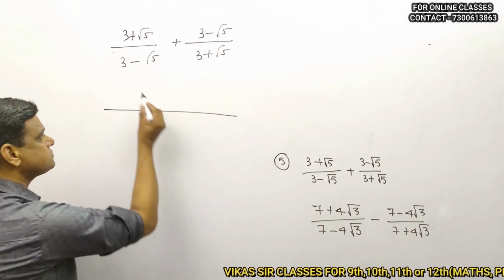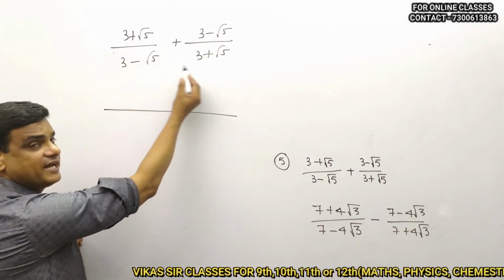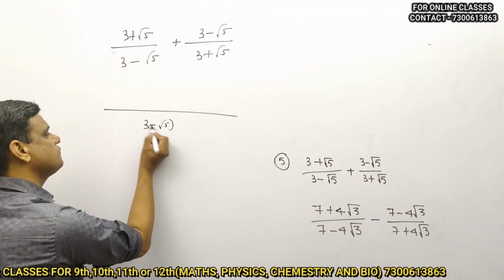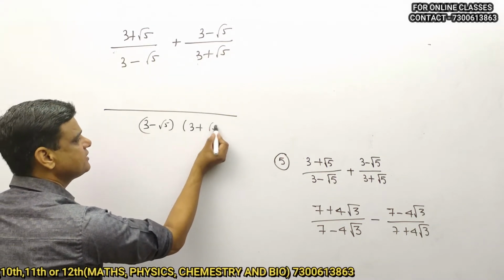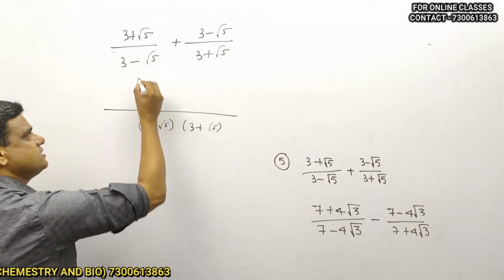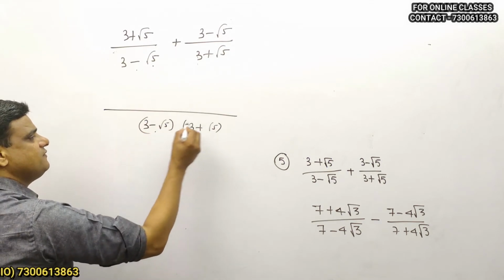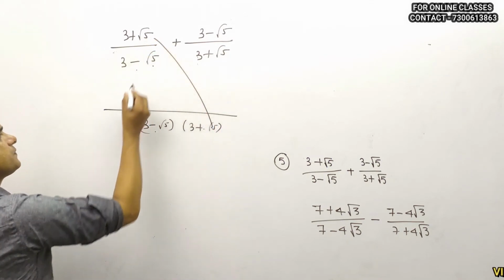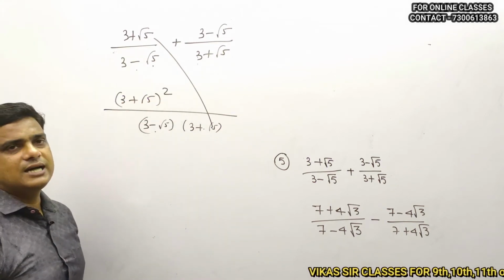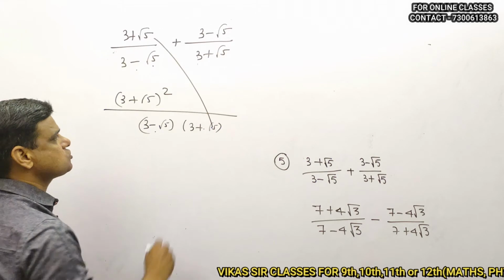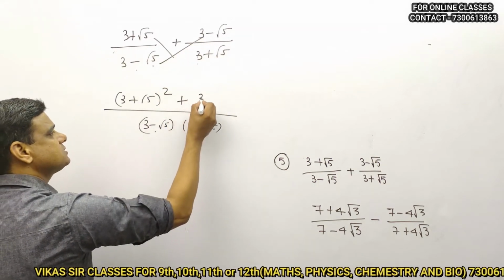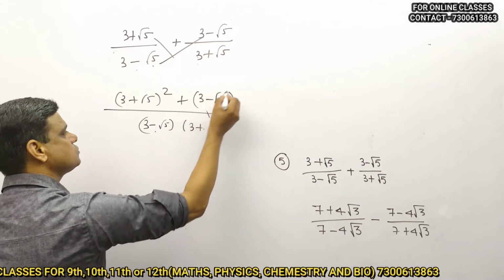Okay, see, it is 3 minus root 5 and it is 3 plus root 5. So the LCM is 3 minus root 5 into 3 plus root 5. Now if this is the LCM, when you divide it by 3 minus root 5, it would be 3 plus root 5 into 3 plus root 5, that is 3 plus root 5 whole square. In the next way, it is again this one, plus 3 minus root 5 whole square.